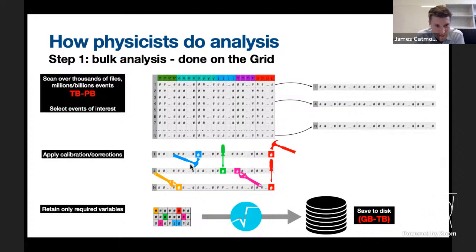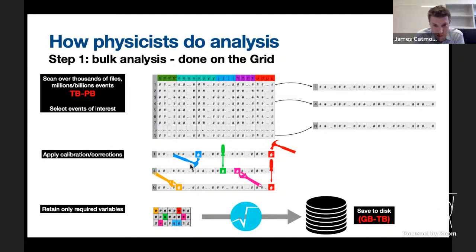And then finally, the physicist decides which variables they need to actually run their analysis. And they can throw away the rest. And then they write this into files. We call them ROOT ntuples. That's the name. ROOT is an analysis framework that's used across all of the CERN experiments. And then they save this back to disk for them to use.